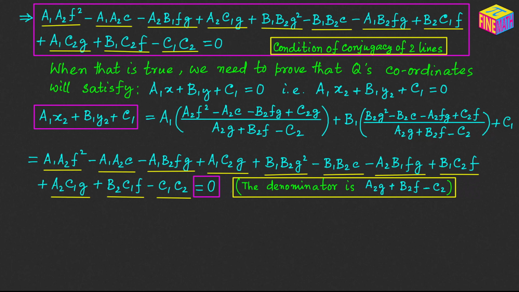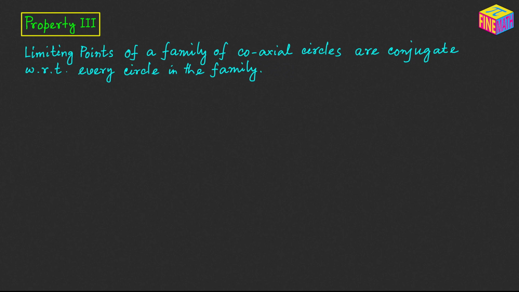Next, we are going to take a look at one last property. That's property number 3. Property number 3 says limiting points of a family of coaxial circles are actually conjugate with respect to every circle in the family. I have already created a separate video on the topic of limiting points. I have shared the link in the description. Feel free to watch that video. So let's see how to prove this property.